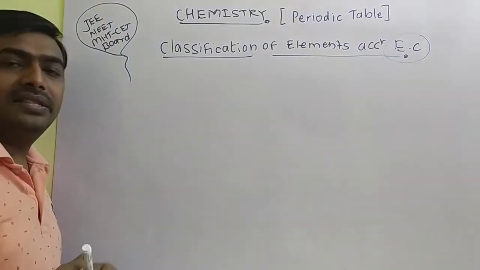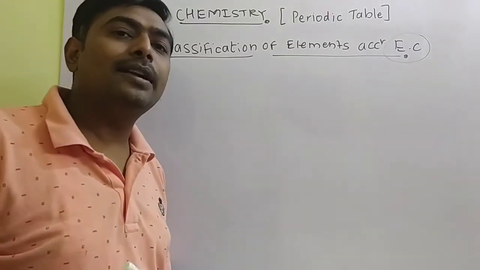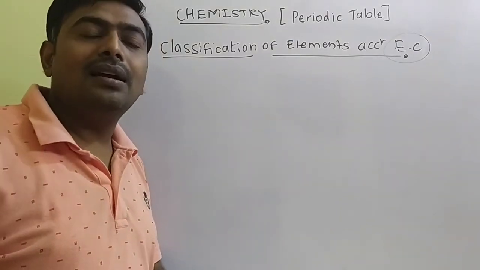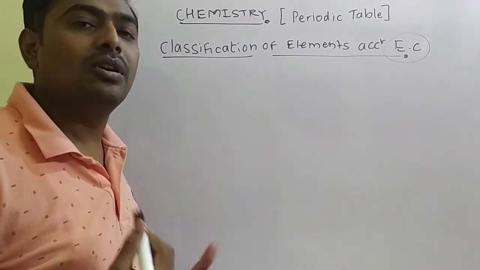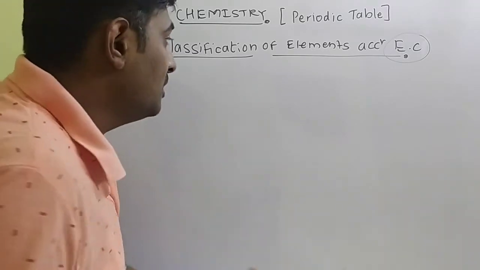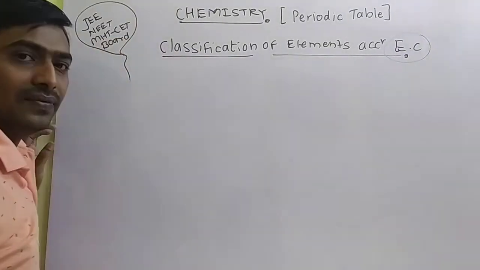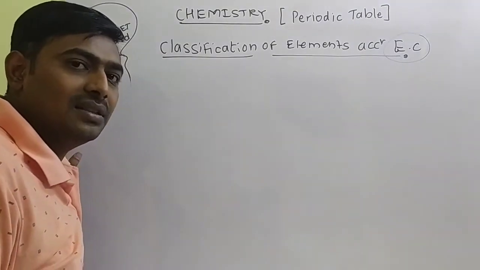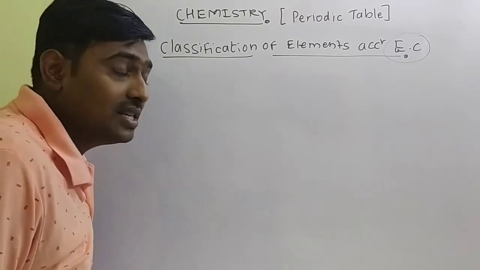Hello, in this video we will discuss the classification of elements according to the electronic configuration. We know that elements are classified in the periodic table in different ways: according to the block, according to the group, and according to the period. So we will discuss what is meant by electronic configuration and how to write it. We were already discussing atomic structure and the foundation sessions.